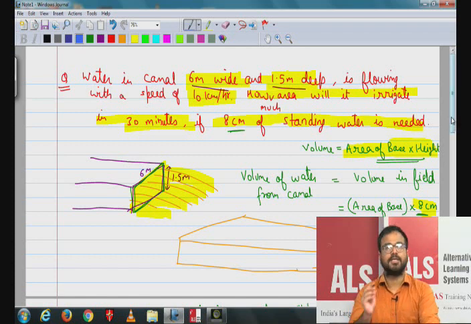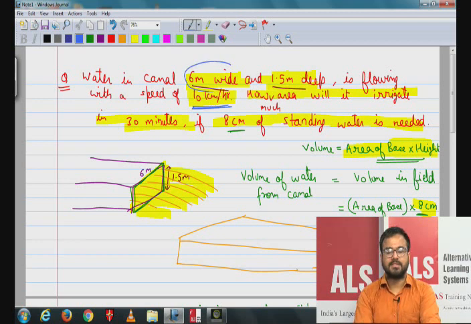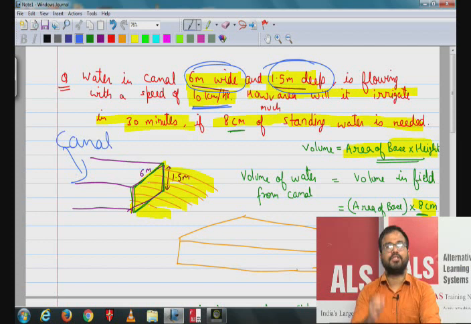The question says that there is a canal through which the water is coming at a speed of 10 km per hour. The dimension of the canal is given as 6 meter wide and 1.5 meter deep. So this is the canal. The dimension of the face of the canal is rectangular, looking at the dimensions 6 meter wide and 1.5 meter deep. So the water is coming through this shape.